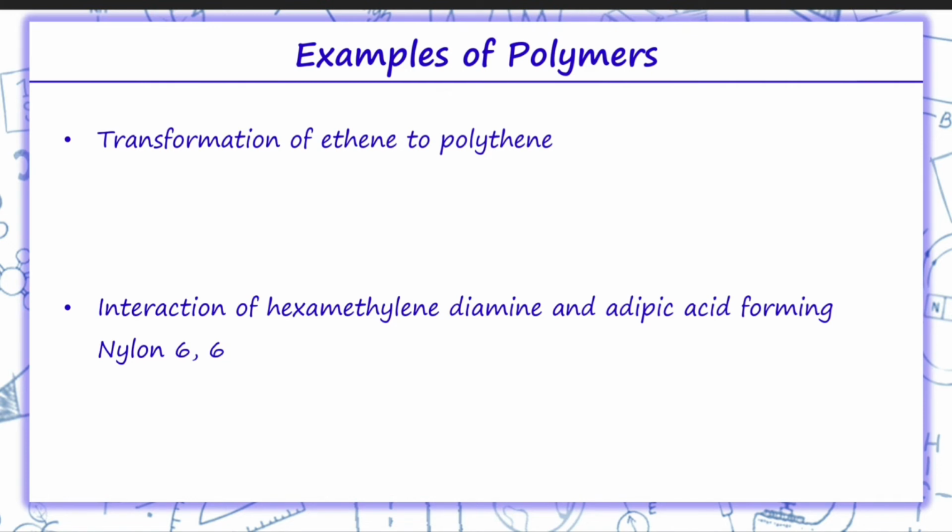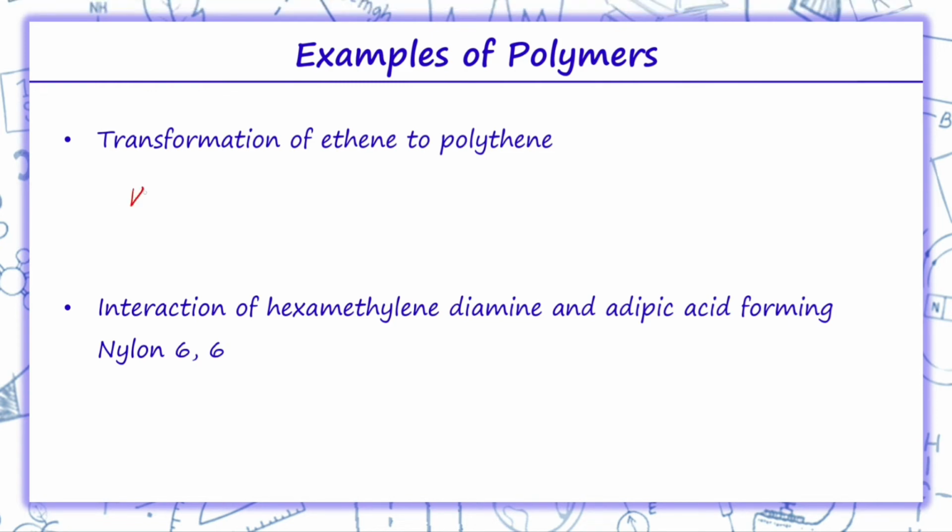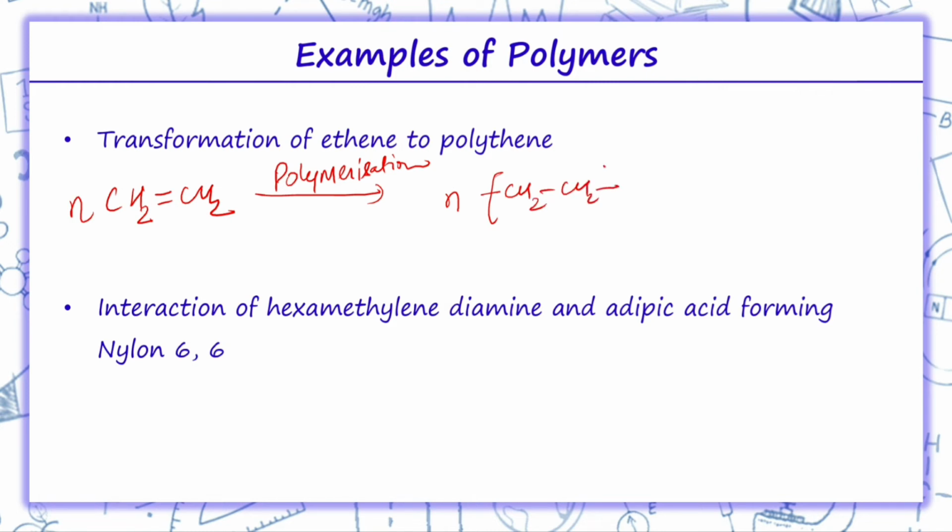Moving on to the examples of polymers. The example of polymer is transformation of ethene to polyethene. Like we have ethene over here, which is CH2 double bond CH2. N molecules of ethene polymerize. On polymerization, these are the repeating units of ethene. So these repeating units will form polyethene. So this is how N molecules of ethene form polyethene.